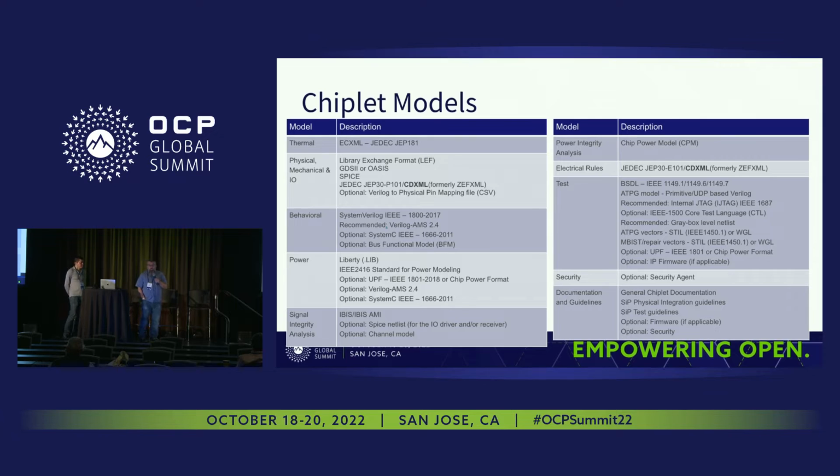Test is a big topic, and as such a big topic, you can see that there's quite a few standards that are mentioned that cover all different aspects of DFT that are important. Security, and lastly but not least, any documentation and guidelines that chiplet vendors need to provide to chiplet integrators in order to achieve successful integration. Basically, the guidelines would be anything that we could not put in data in machine readable file formats.